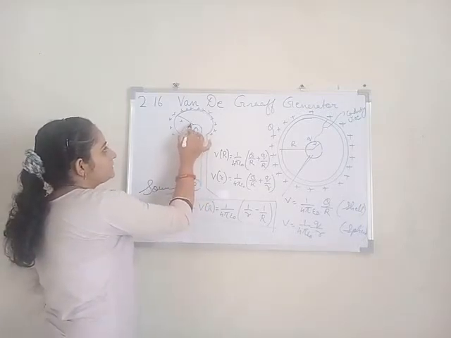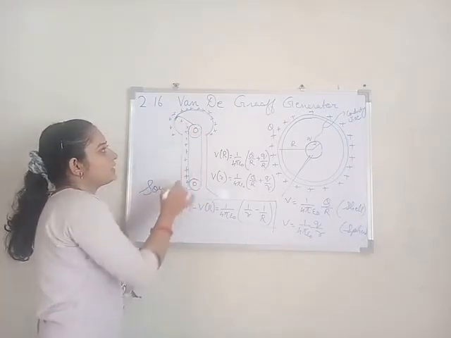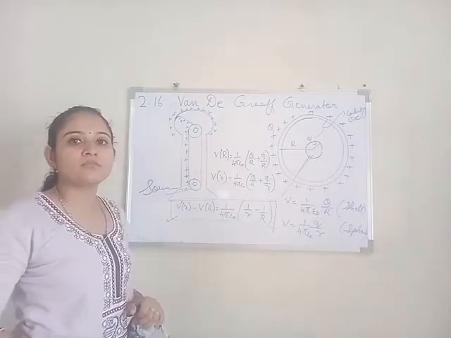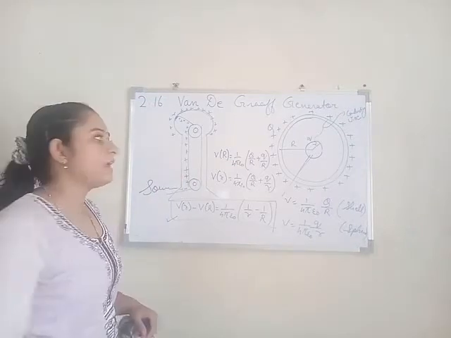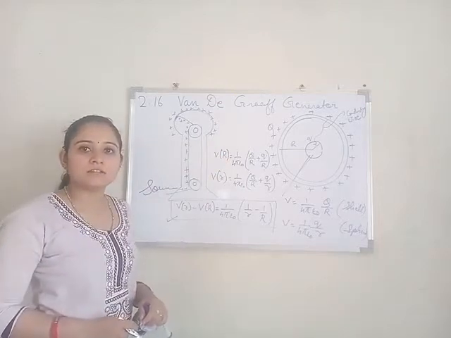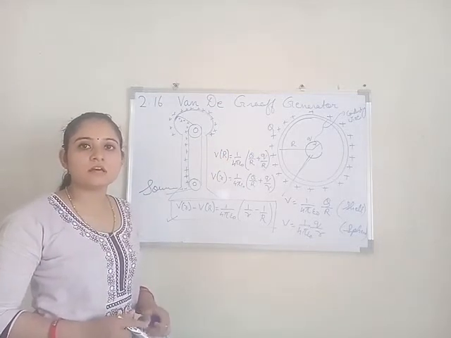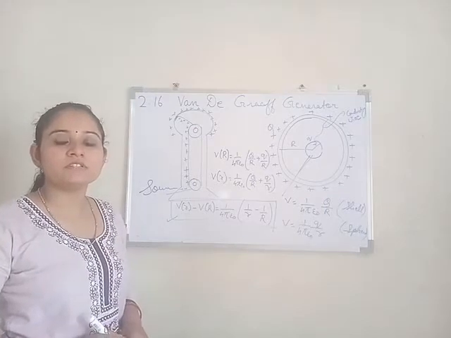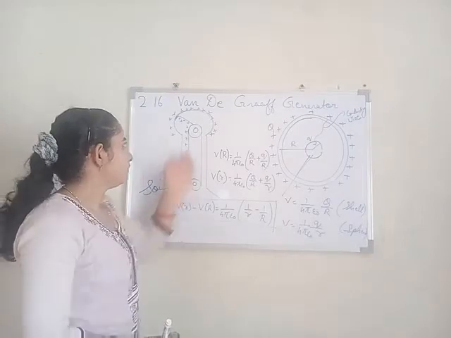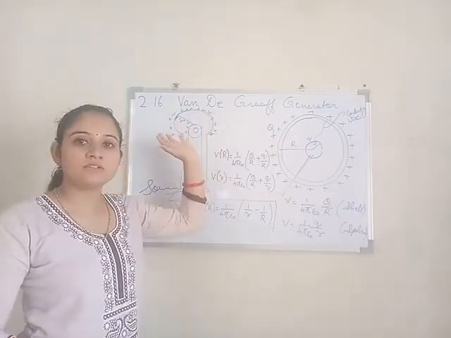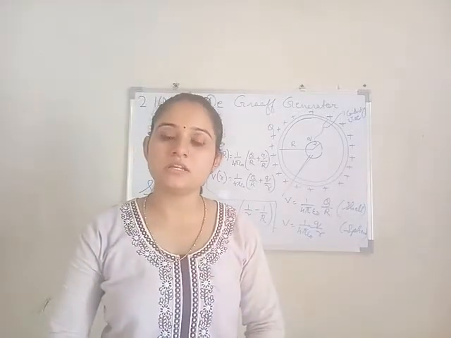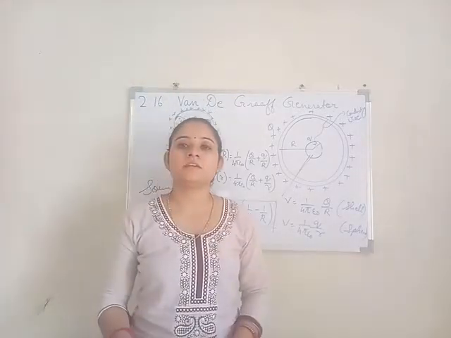Then there is one more brush over here. From this brush the positive charges will accumulate on the larger sphere, and we will get the higher potential at the larger sphere. So this was the Van de Graaff generator, which generates a large amount of potential on its outer shell, and from there we can collect it. So the Van de Graaff generator is a machine which gives us a large amount of potential.